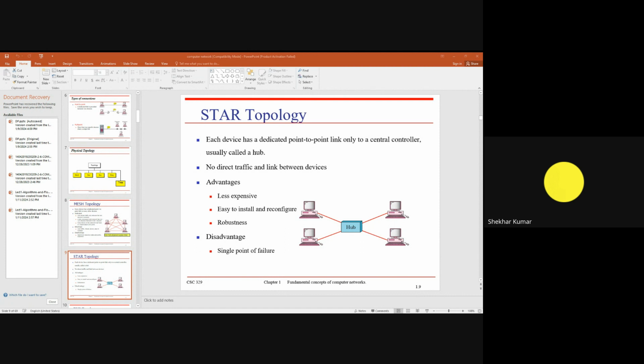Now the central node plays a very important role in this star topology because all nodes are connected or centralized with the central node. So what should be the characteristics? Every node has its own dedicated connection to the centralized node, to the center of the hub.